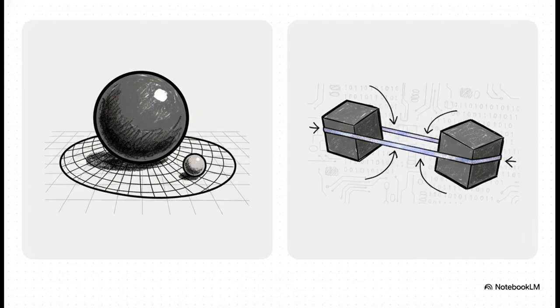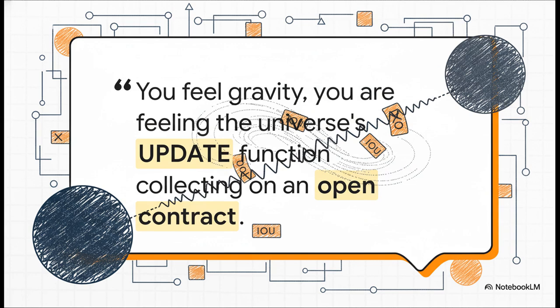It's an unresolved contract in the code. The system isn't pulling objects together. It's just trying to close an open loop and resolve the tension. I love this analogy. Think about it. You've got 2 massive objects. The space between them is like an unpaid bill, an open IOU in the universe's ledger.